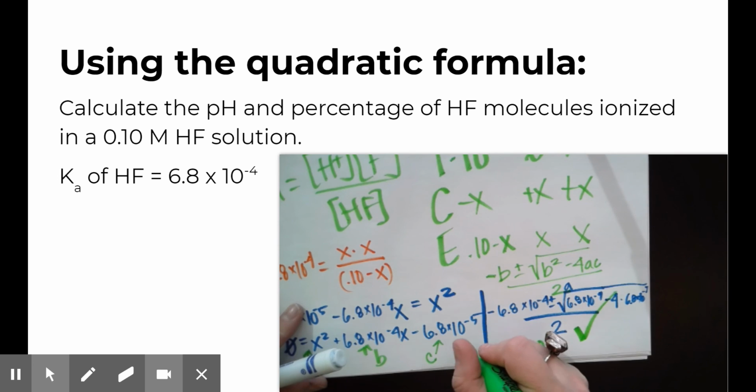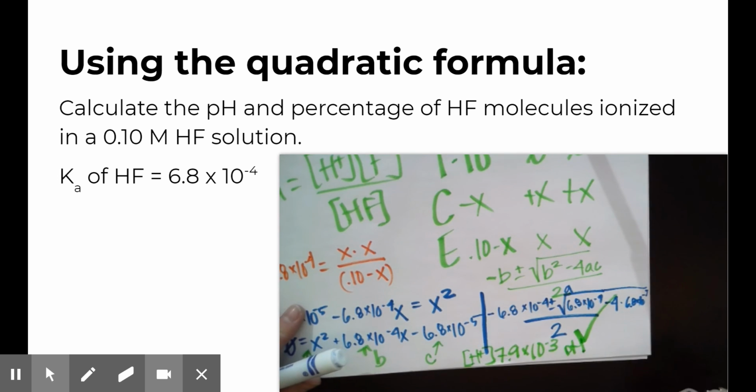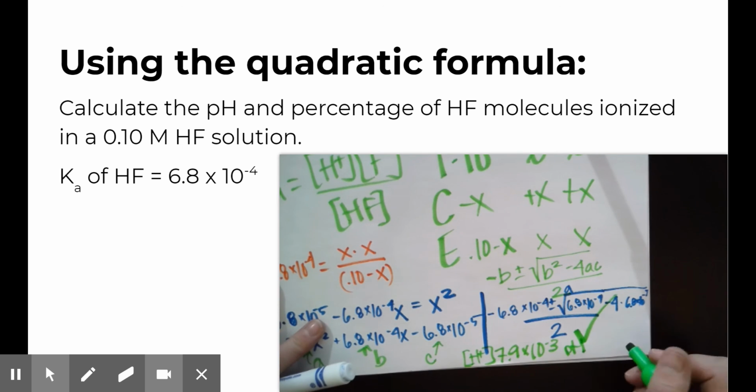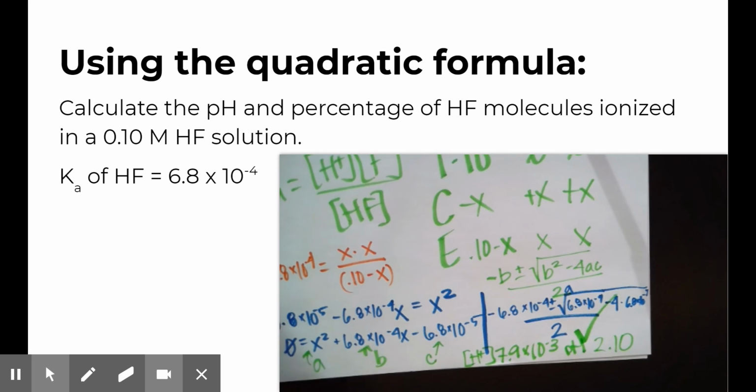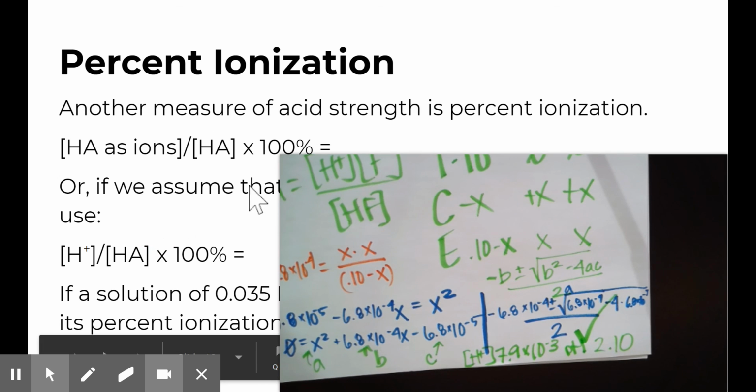Can you get the pH from this hydrogen ion concentration? Okay, good. pH should be 2.10. Whew, lots of problems. Nice job at home.